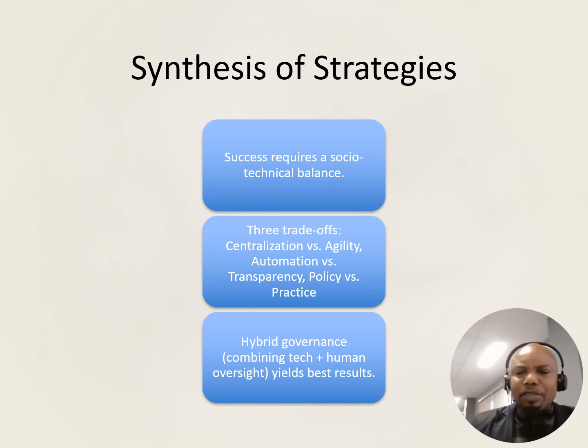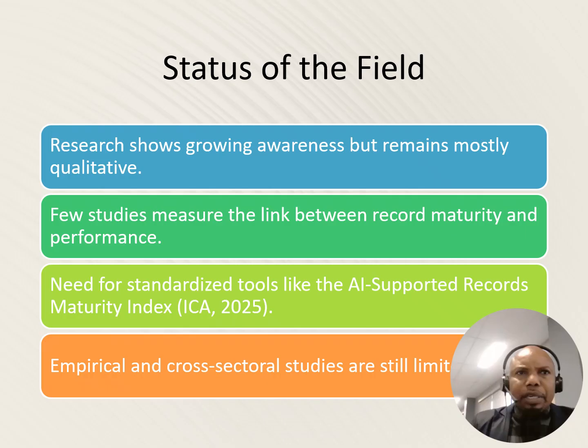Now let's look at the status of the field. Current research in this area remains largely qualitative. Many studies describe issues, but few provide empirical data and standardized models for evaluation. We noticed that recent work by the International Council on Archives in 2025 introduced the AI-supported records maturity index, which may help assess readiness and capability across organizations. There is a need for more evidence-based research linking record management performance to organizational outcomes.